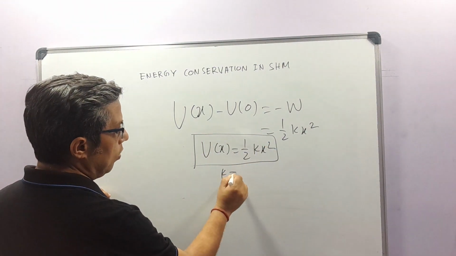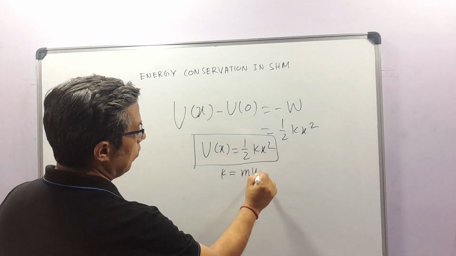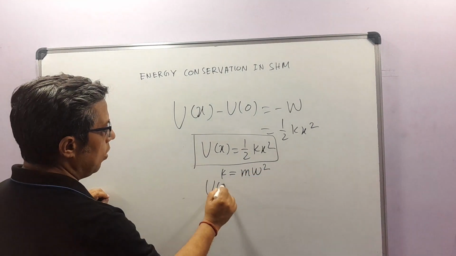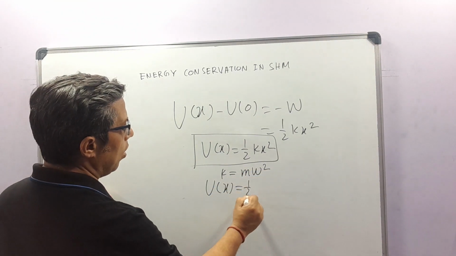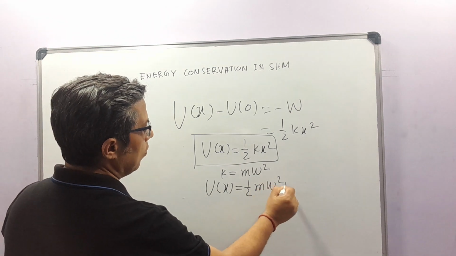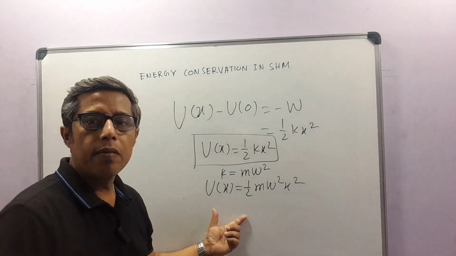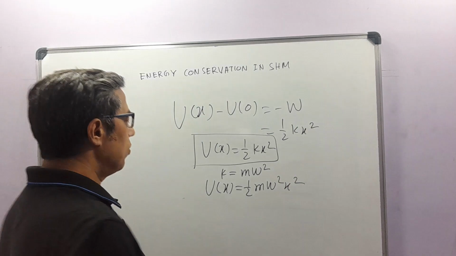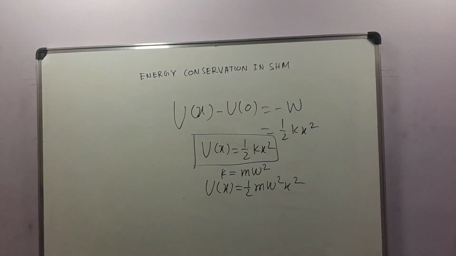Now we know that k is equal to m omega square. So potential energy U will be half m omega square x square. This is the expression of the potential energy, right?